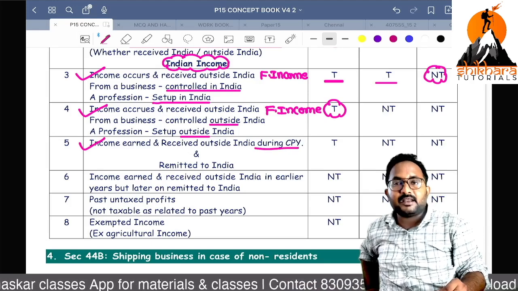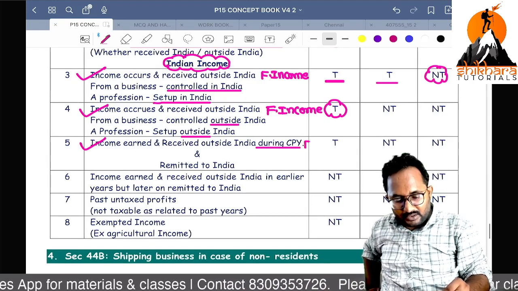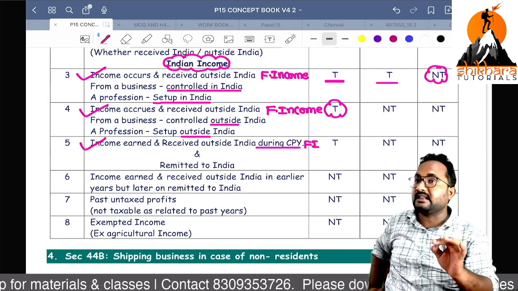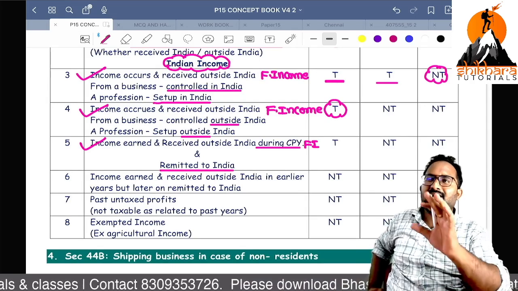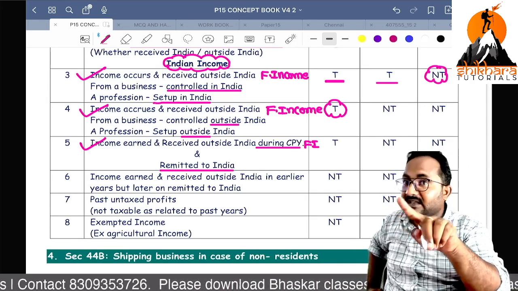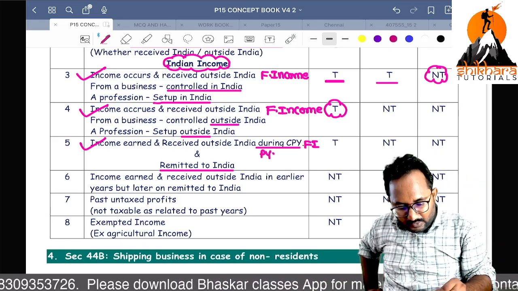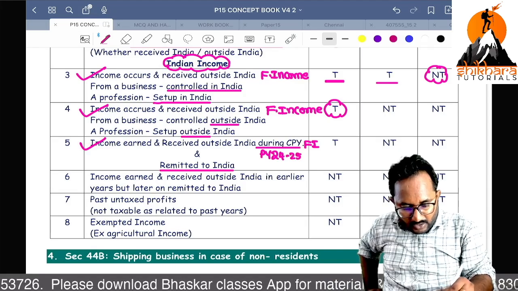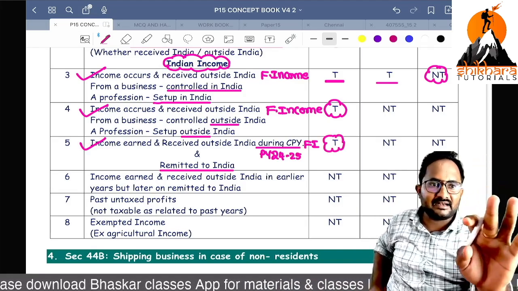During the current previous year, you earn a foreign income. You also remitted it during the year. Sir, for remittance there is no tax treatment. During the current previous year, you earned which income? Foreign income. So in which year did you earn? 24-25. Foreign income is taxable only in the hands of one person, resident and ordinary resident only.